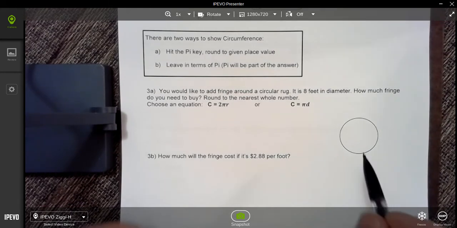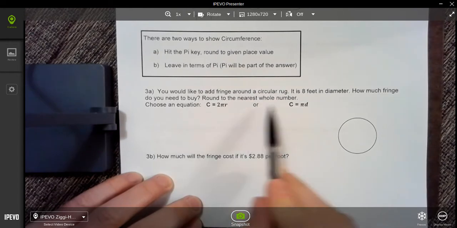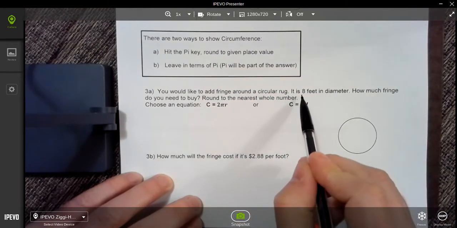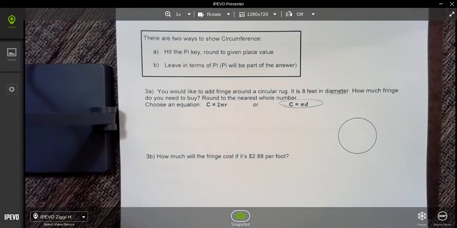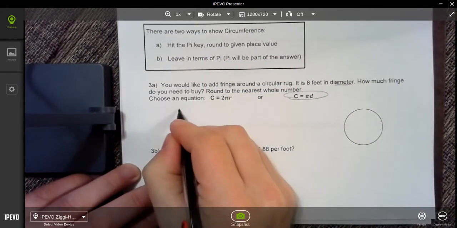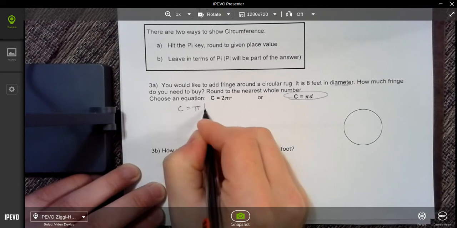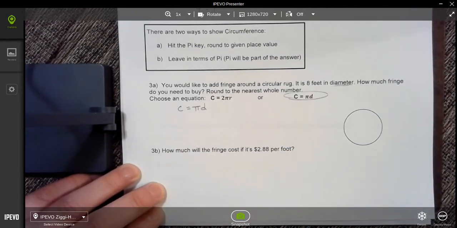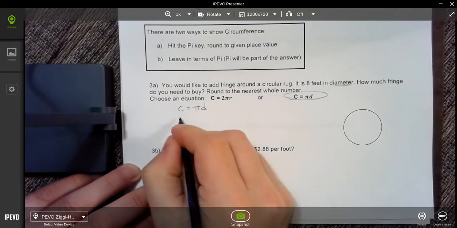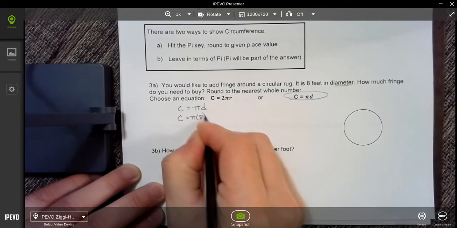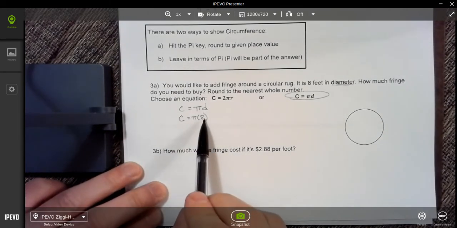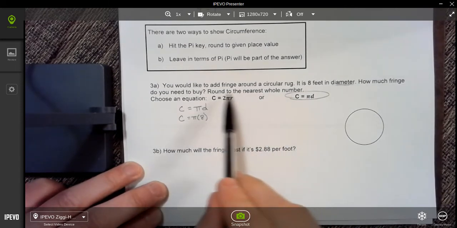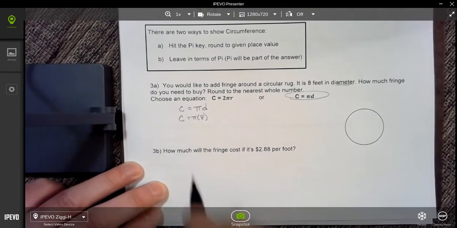Okay, well, we have to determine which formula we are going to use, C equals 2 pi r or C equals pi d. They told us that it's 8 feet in diameter, so I'm going to use the formula that uses diameter. I'm going to write my formula down, C equals pi times d. And then I'm going to replace diameter with 8, because that's the value given this time. C equals pi times 8. And if I wanted to leave my answer in terms of pi, I would be done. I would just say 8 pi is the circumference, but they've asked us up here to round our answer to the nearest whole number. So I'm going to use my calculator and actually figure out what 8 times pi is.